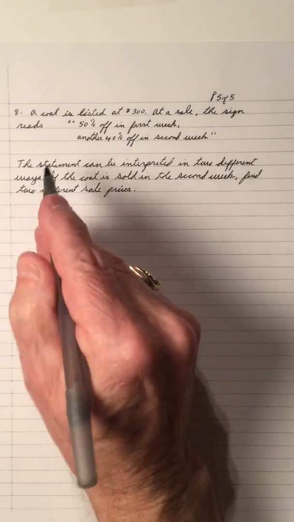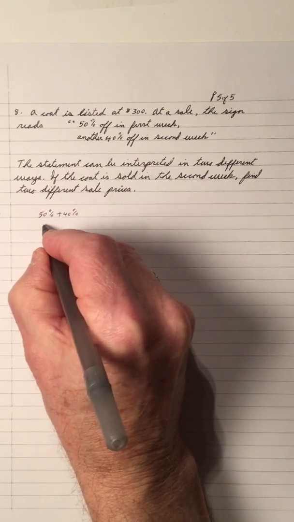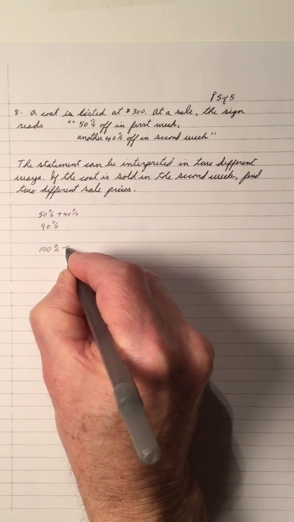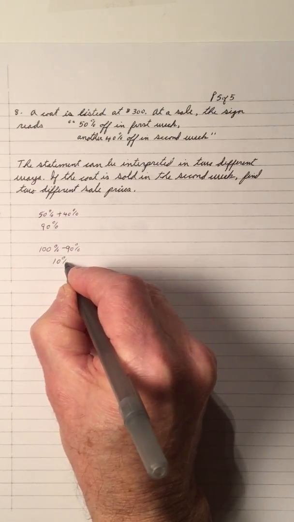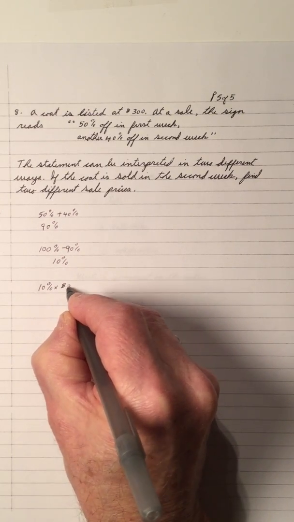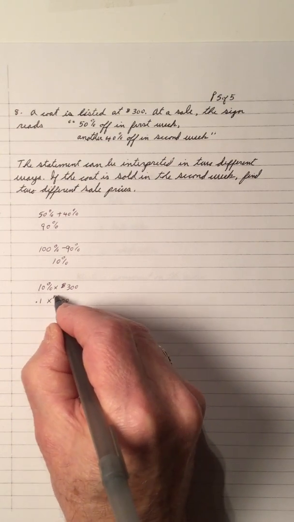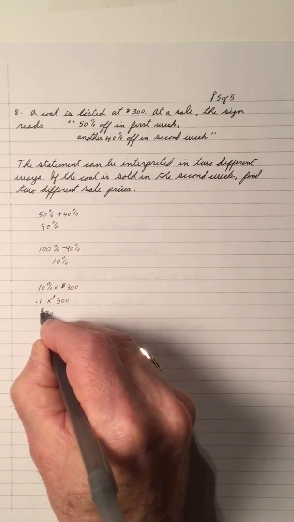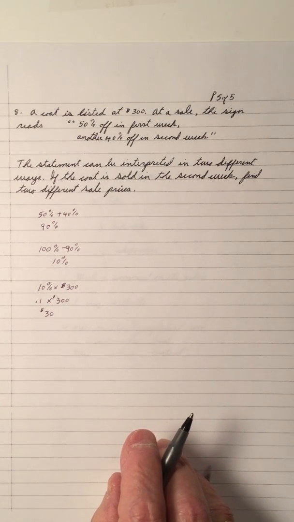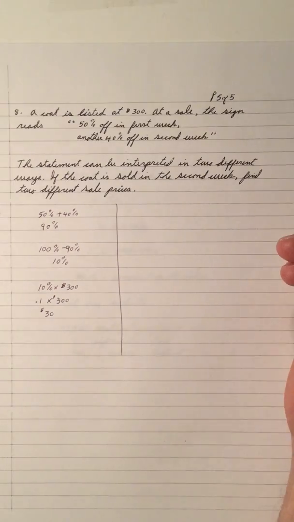Some people might say, well, 50% off in the first week, plus 40% off in the second week. That gives us 90% off. That means I have 100% with 90% off. I'm only going to pay 10% of the price of the jacket. So 10% times the $300. 10% is decimal 0.1. And 0.1 times $300. If you interpret it that way, you would only pay $30 for that jacket. Okay, that's one way.